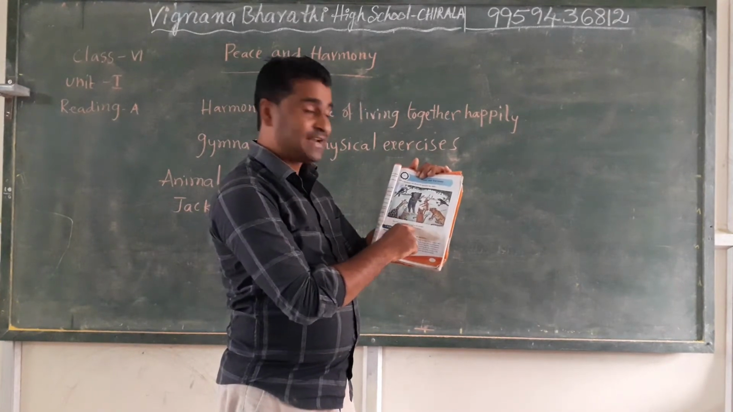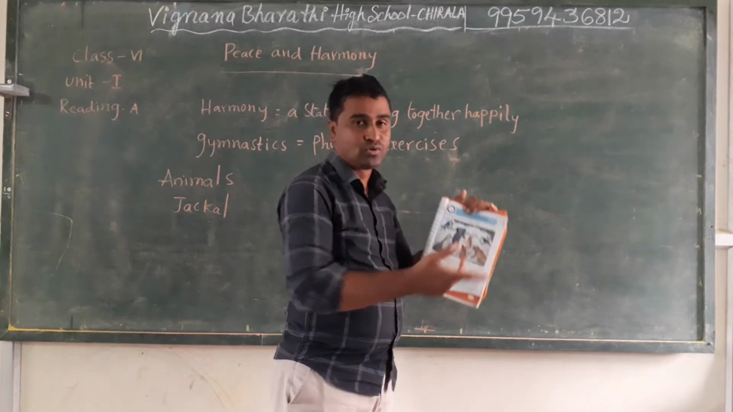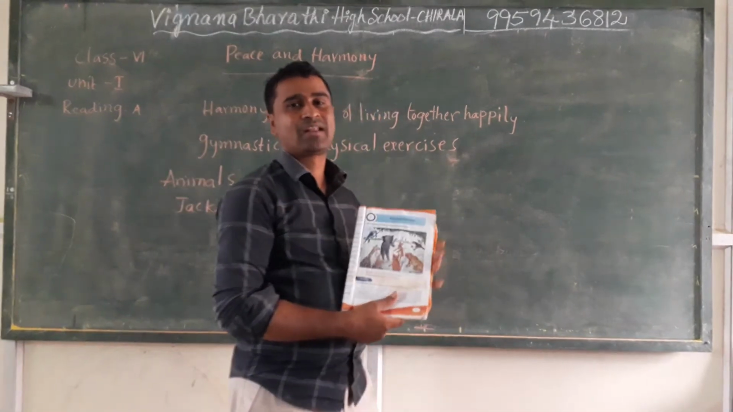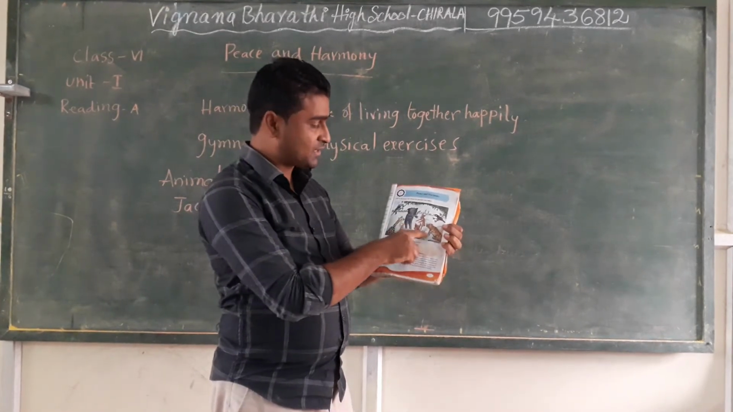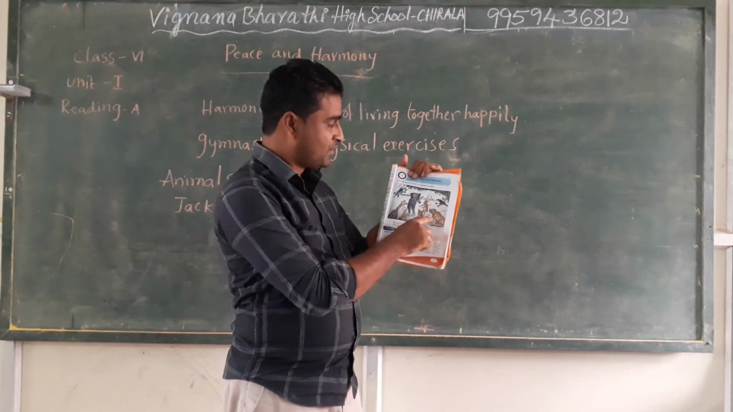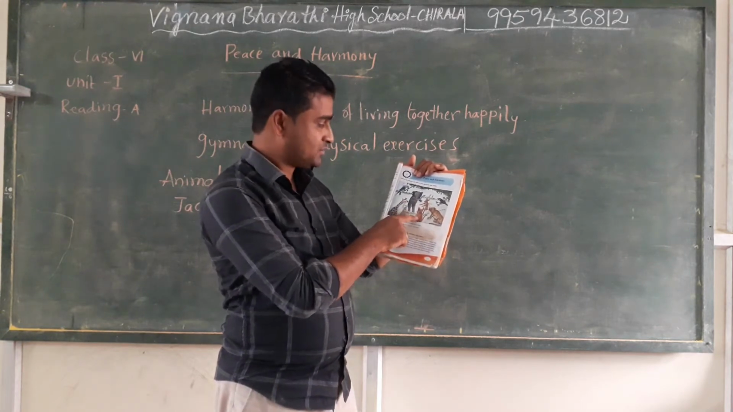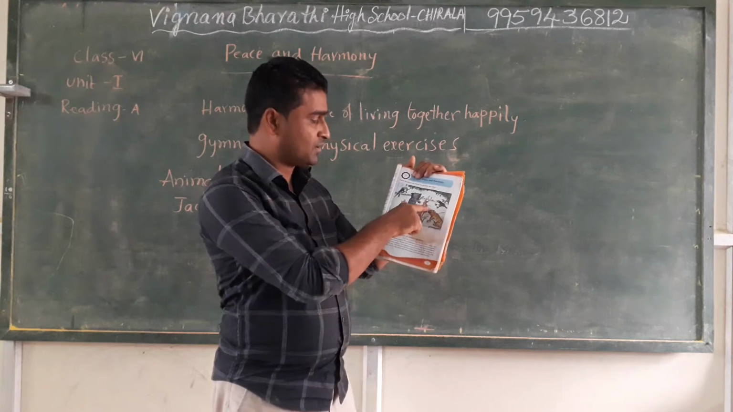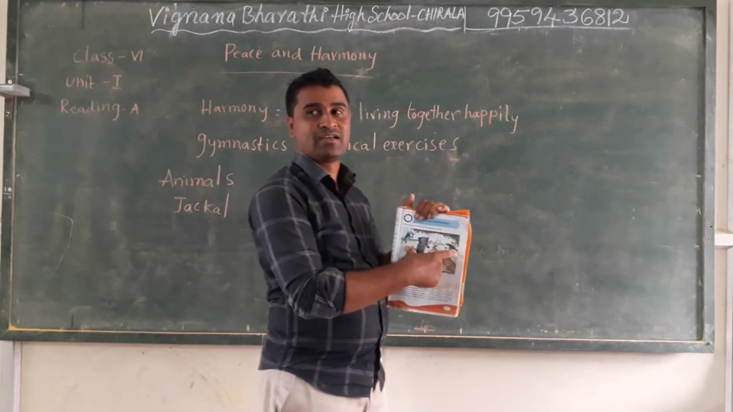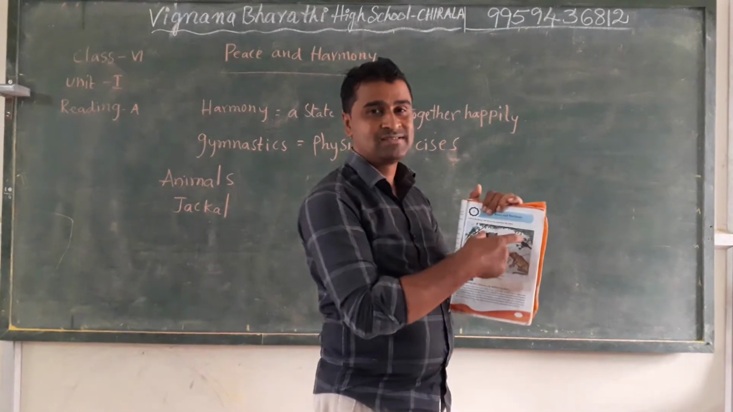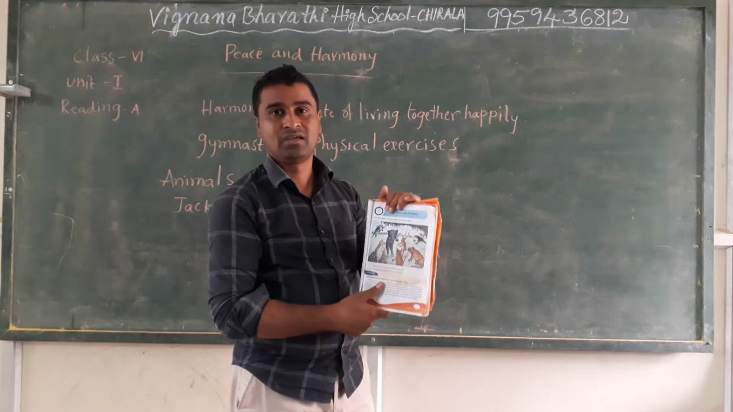See, the second question they give: are they happy or unhappy? How do you know? By looking at the faces we can see. The tiger is somewhat shouting and the elephant also is somewhat sad. This monkey also is complaining about something. The deer also is complaining. In this way we can find out that the animals in the picture are unhappy.